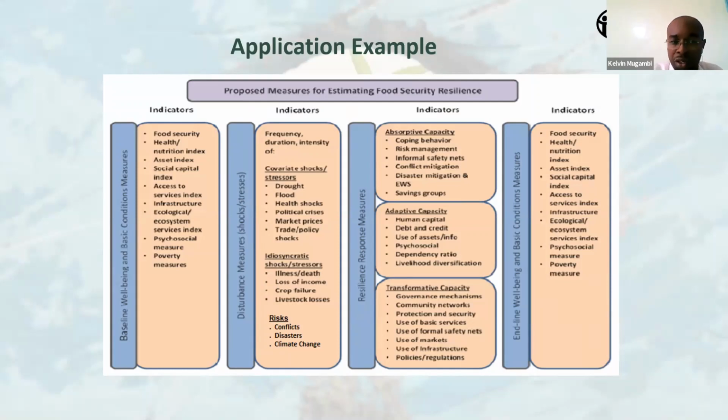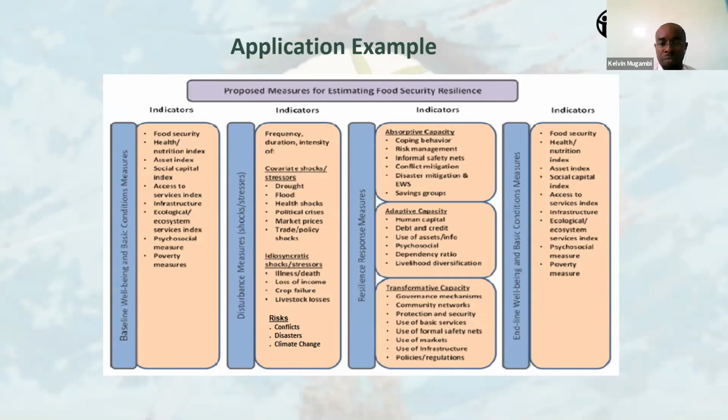Here we look at examples of indicators, such as the food security at the current moment before the intervention. We could also look at the health and nutrition index, the asset index, the social capital index, and so much more. This is also to include the psychosocial measures as well as the poverty measures. So these are the indicators that we ought to look at in the first instance of our baseline studies.